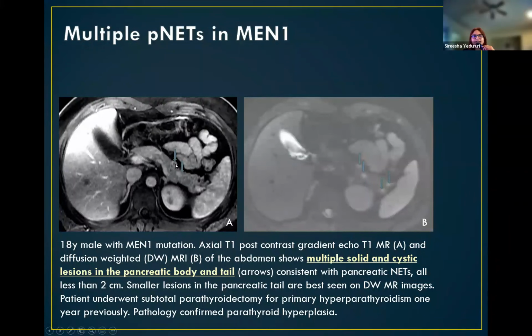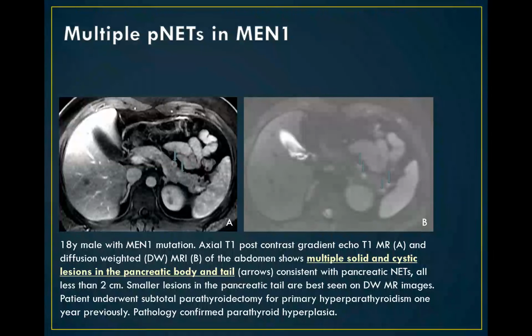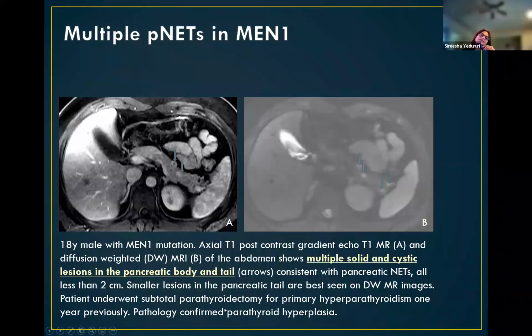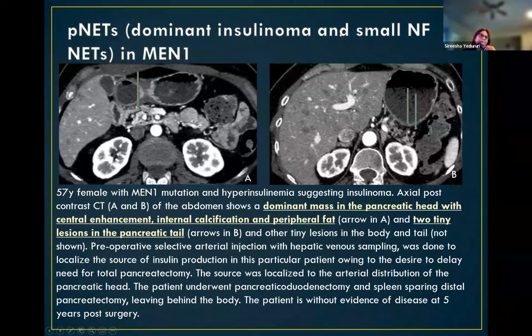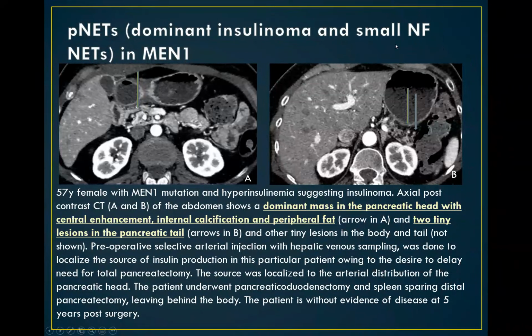This one here is a partly solid, partly cystic lesion. There's a solid lesion here. There are two lesions in the tail. We have to use all the imaging, whatever we have available, all the tools to diagnose all the lesions. With insulinoma, a pancreatic neuroendocrine tumor which is an insulinoma, and also additional non-functioning tumors.